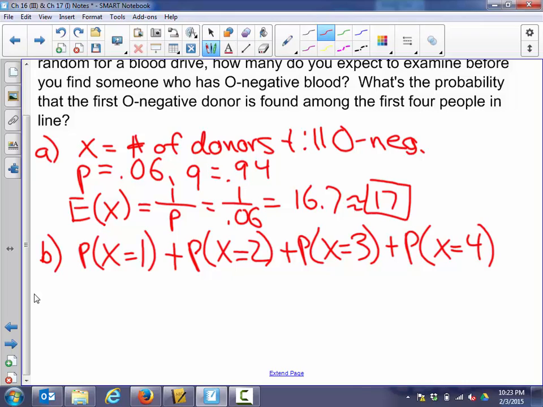So you can just use the geometric model here 4 times, which is really not that cumbersome because we know Q is 94%, we know P is 6%. If you have your first success, your first O-negative blood type on that first donor try, that random donor, then that would just be 0.06. You had no failures preceding it.